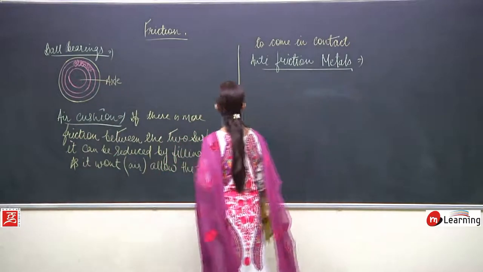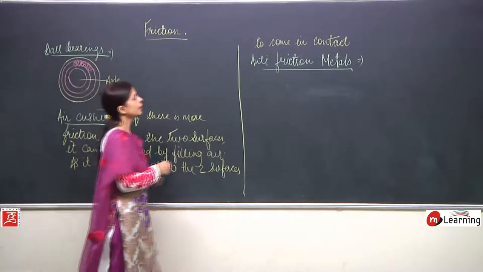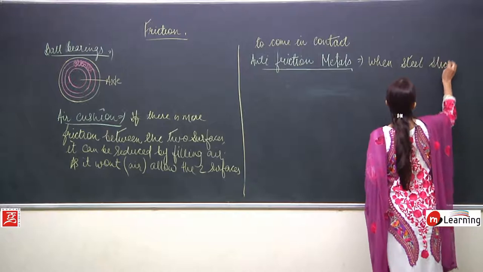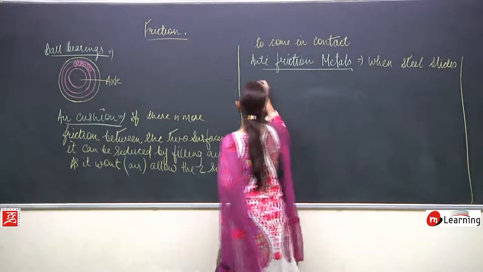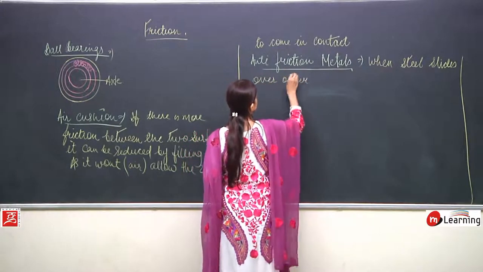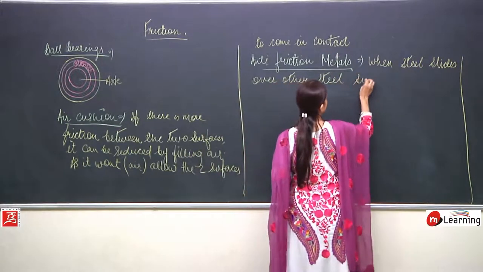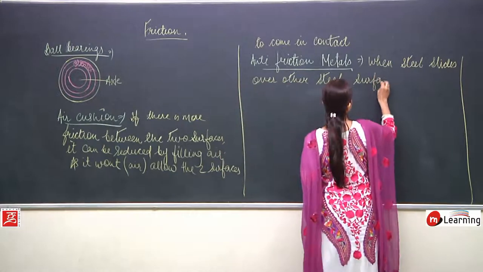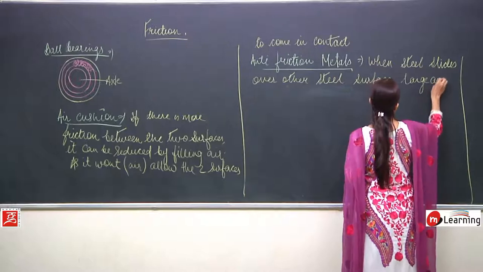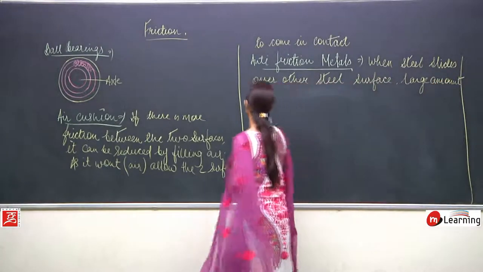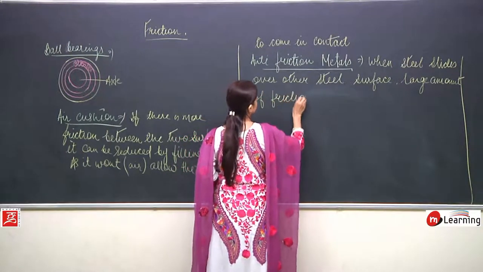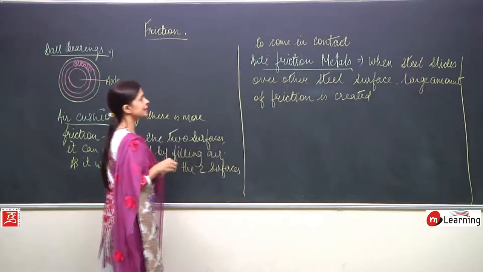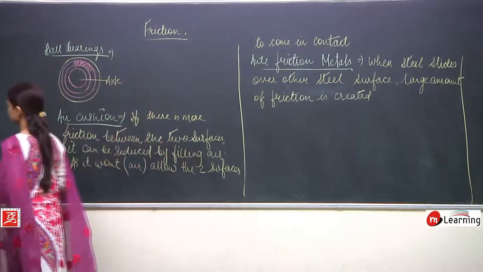So how can we write this? Anti-friction metals: when steel slides over another steel surface, a large amount of friction is created.